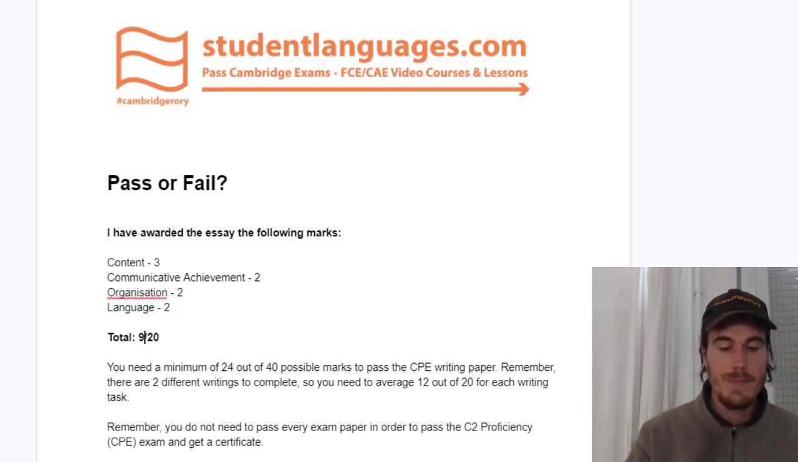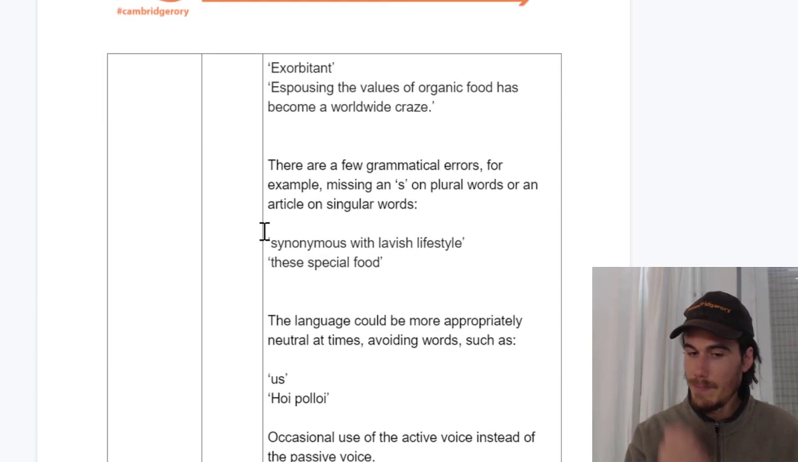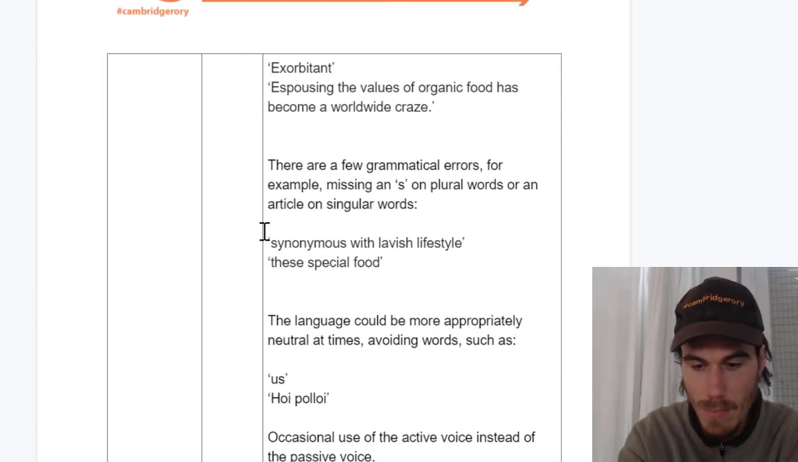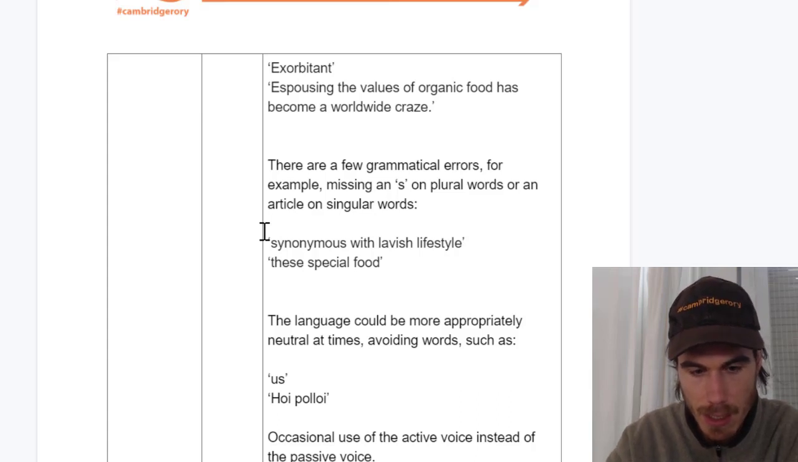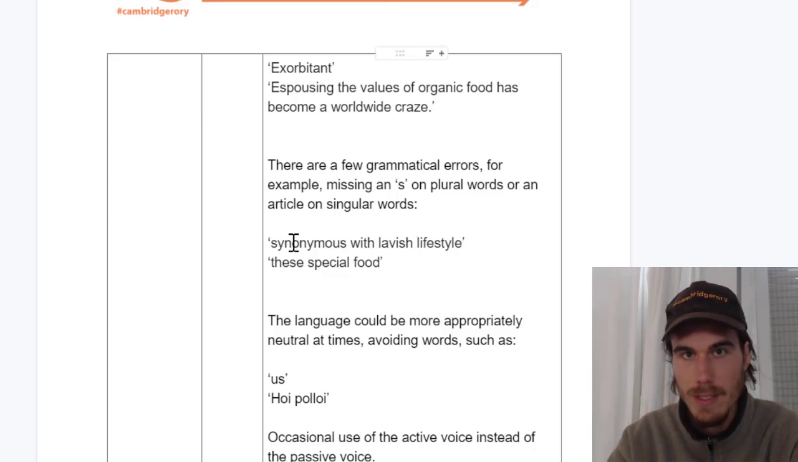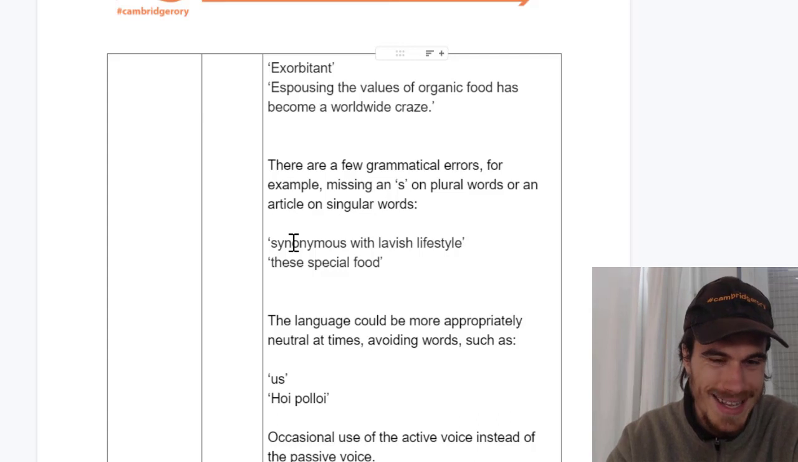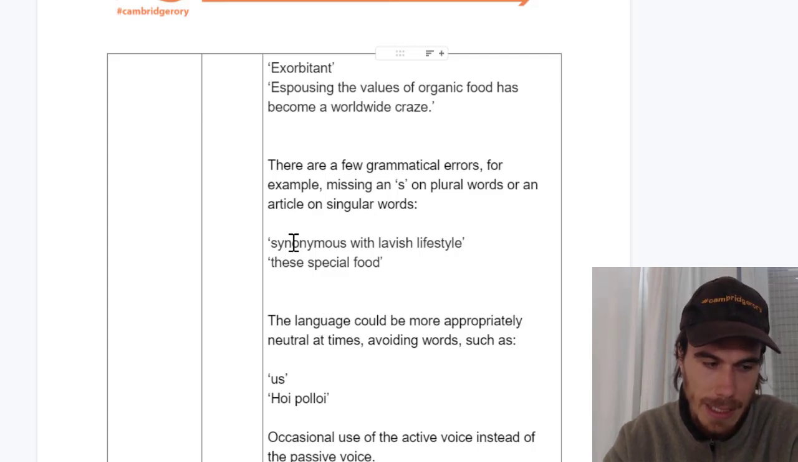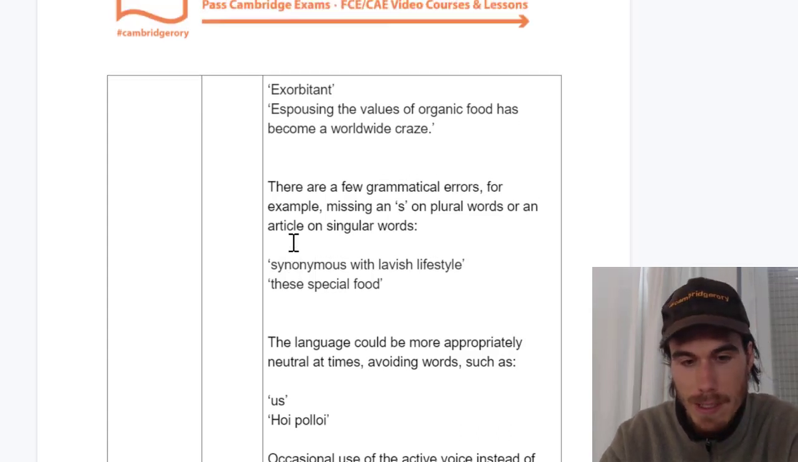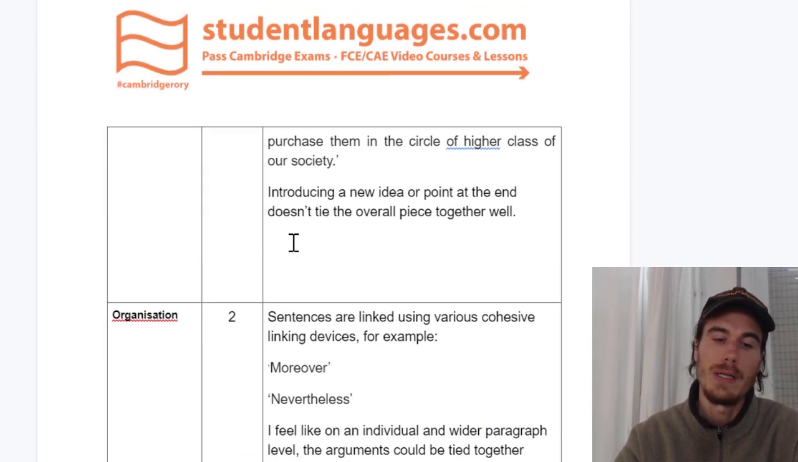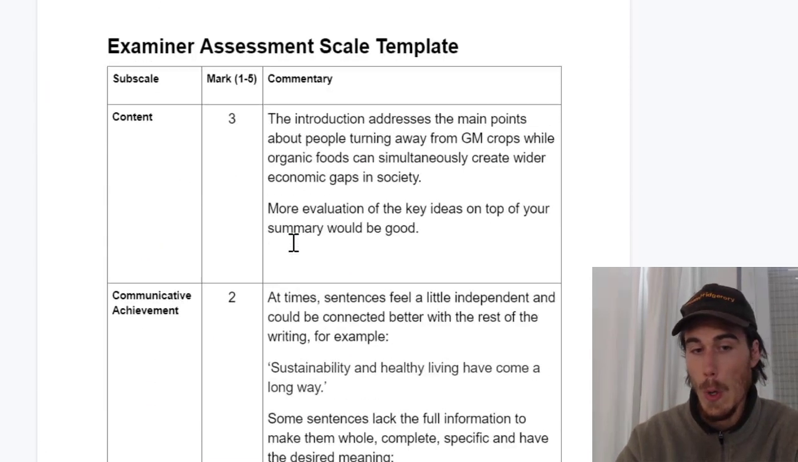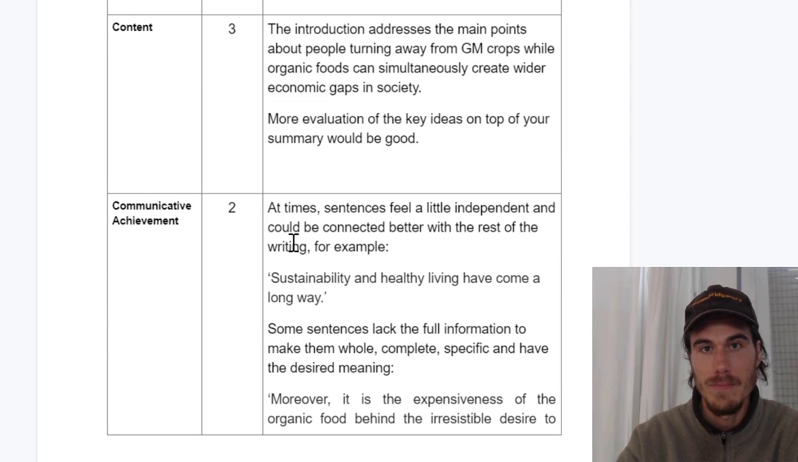But I think that there are some things in here which you can improve quite simply. I think just trying to tie the overall piece together a bit better, doing a bit more research on the type of language you should be using in essays, and avoiding some simple errors like about countable and uncountable, I think would go a long way to improving your score. And that would put it into the pass category, I think.